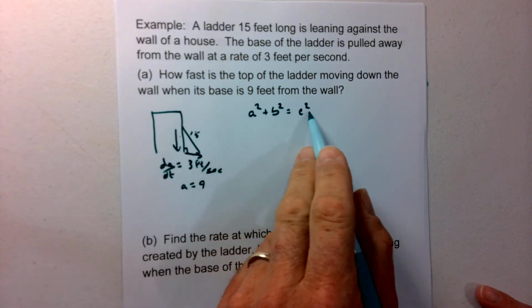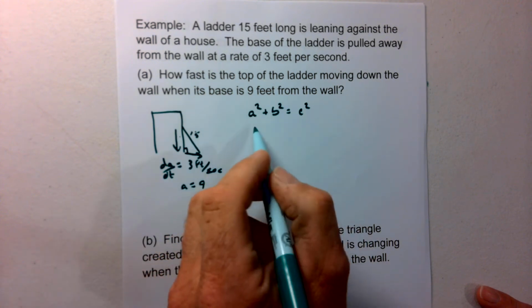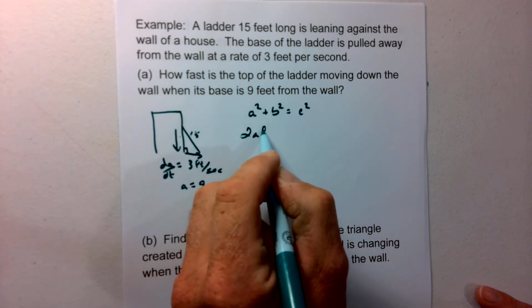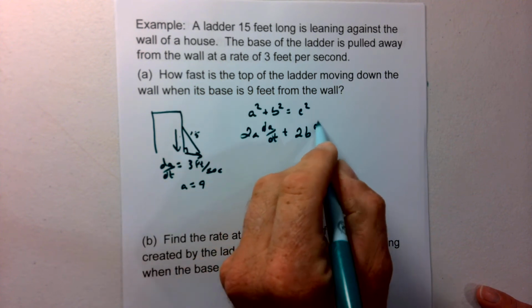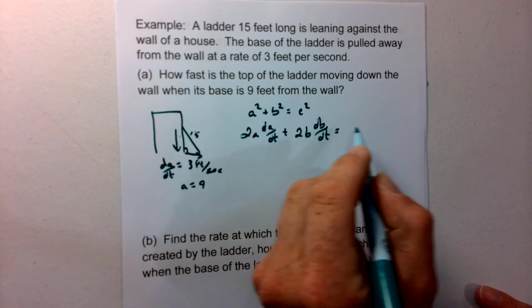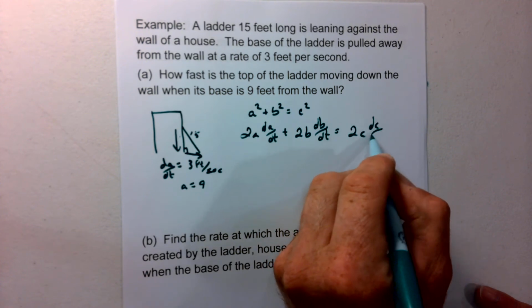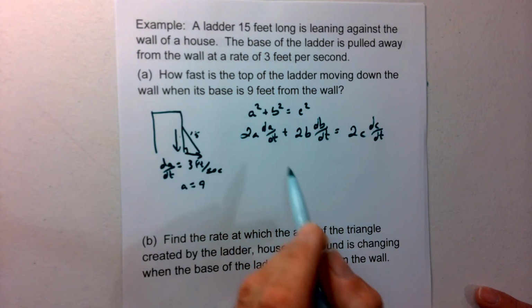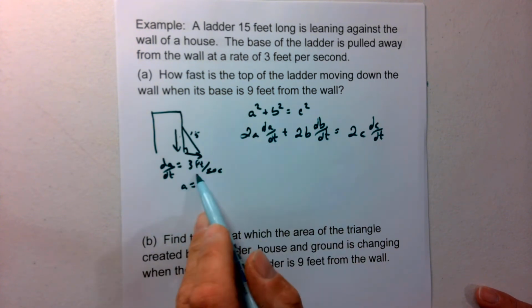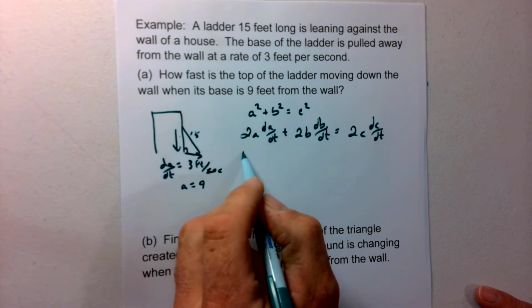We can go ahead and find the derivative of this in relationship to time. So we have 2a dA/dt plus 2b dB/dt is going to equal 2c dC/dt. So we have a lot of variables in here that we've got to figure out what's happening with. So what do we know? Well, we know a and we know dA/dt, so we can go ahead and plug those in.